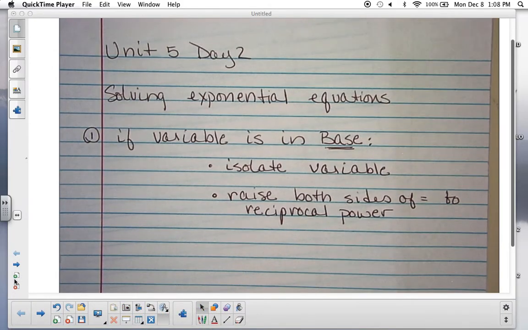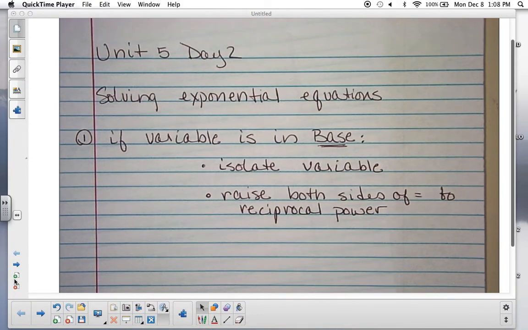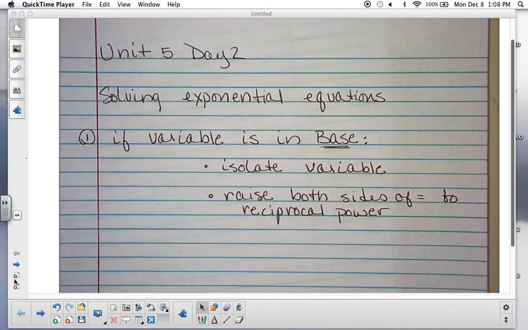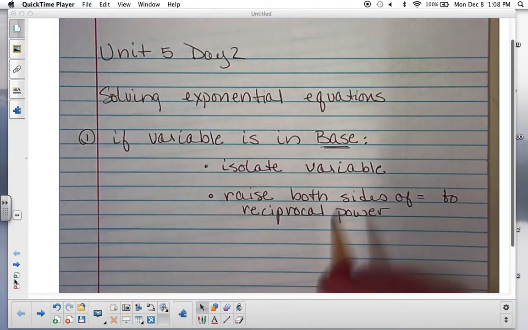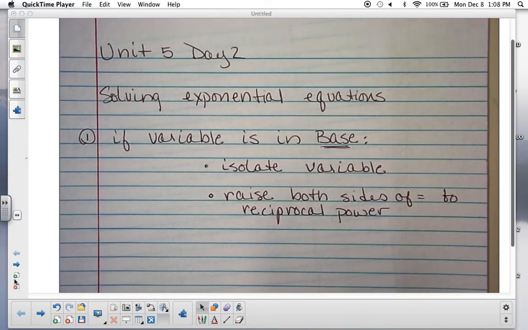Hi everyone, today's Unit 5, Day 2, and we have one big idea today. We are going to solve exponential equations. Equations, of course, have an equals in them. Exponential means there's an exponent in it somewhere. And there are two different kinds of situations that we're going to look at.